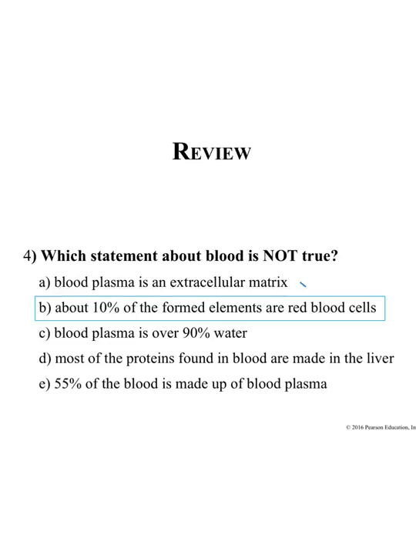Blood plasma is an extracellular matrix. 90% is water. Most of the proteins are made by the liver, and 55% of the blood is made of plasma. So here it says about 10% of the formed elements are red blood cells. Clearly that's the one that's false because the others are true. That should be about 44%.